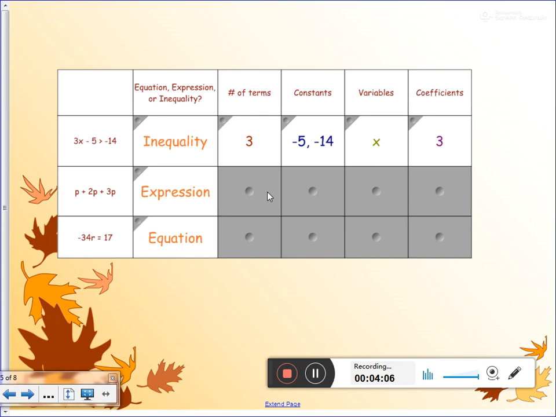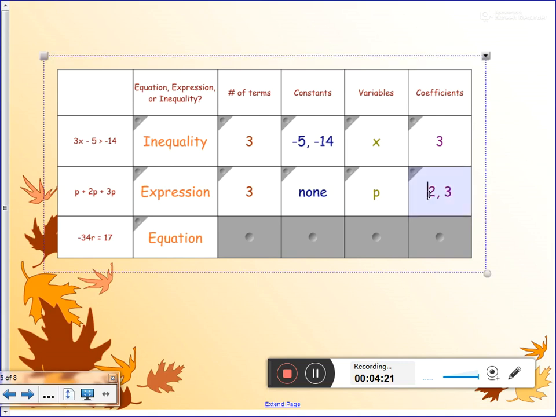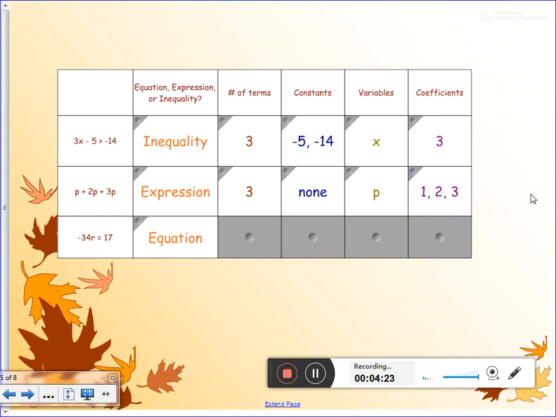All right, so let's see how you did. In the P plus 2P plus 3P, there are 3 terms. None of them are constants because all of them have that P variable. And we have 2 different coefficients this time. Okay. Oh, actually we have 3 different ones. My mistake. We have 1. Right, it's the invisible one in front of this first P. We have 2, and then we have the number 3 right there.